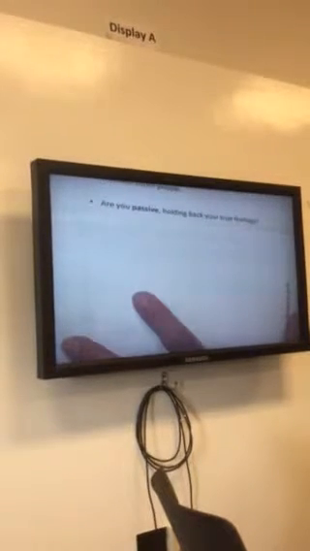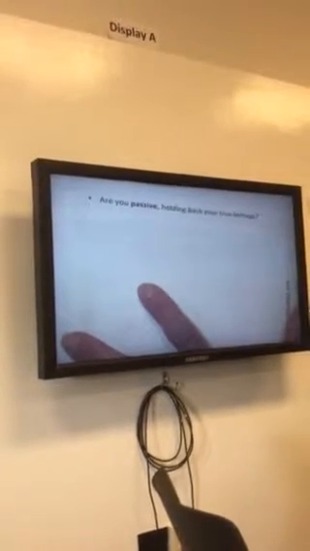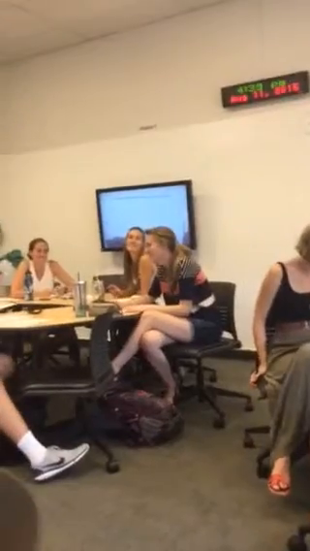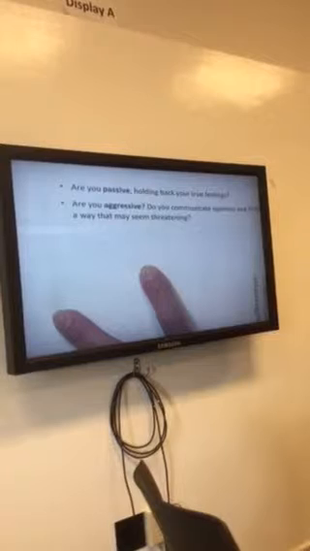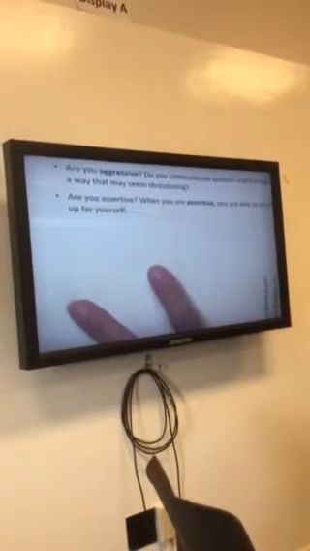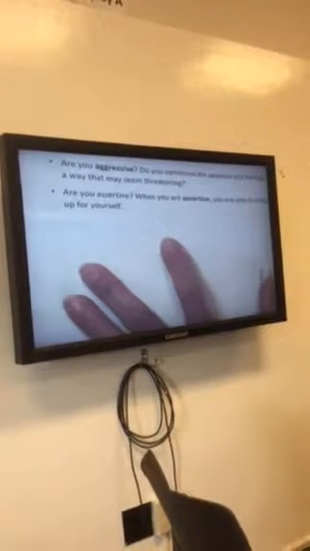So anybody have any thoughts of what might happen if you're just a completely passive person? You get walked over. Yeah. So like, do you have to make everybody's lunches in the morning at your house? Hypothetically. Very nice example. Good job. How about, or are you aggressive? Do you communicate opinions and feelings in a way that may seem threatening? So that's fairly self-explanatory, I think. Or are you assertive? When you're assertive, you're able to stand up for yourself.